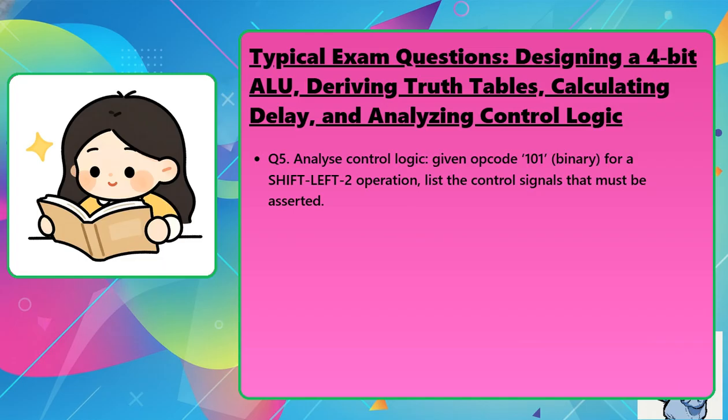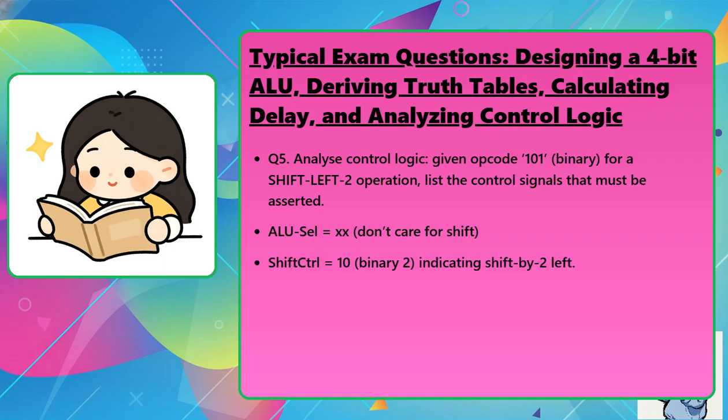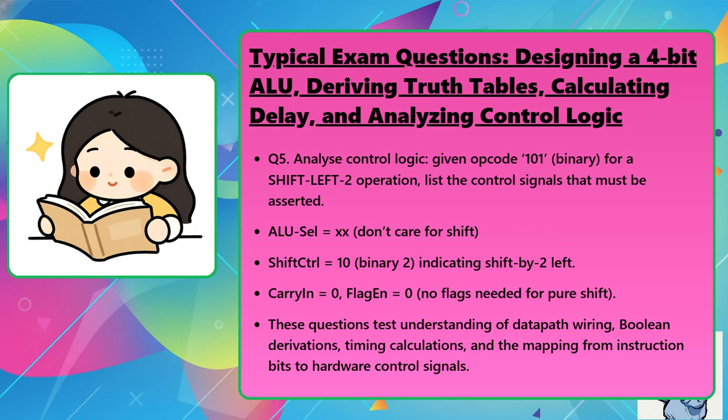Q5. Analyze control logic. Given opcode 101 binary for a shift left 2 operation, list the control signals that must be asserted. ALU select is don't care for shift, denoted as X. Shift control is 10, which means binary 2, indicating shift by 2 positions to the left. Carry in is 0 and flag enable is 0 because no flags are needed for a pure shift. These questions test understanding of data path wiring, Boolean derivations, timing calculations, and the mapping from instruction bits to hardware control signals.